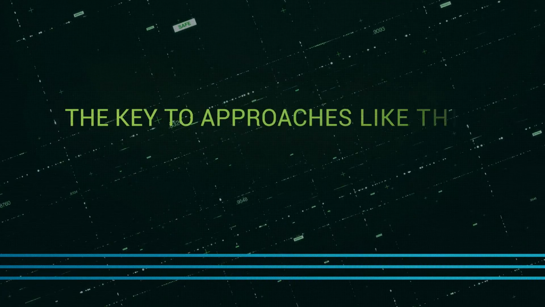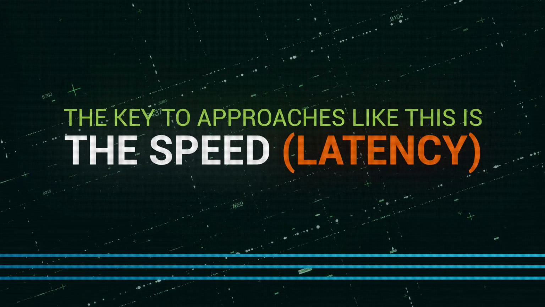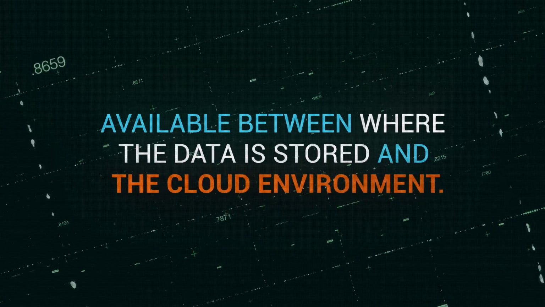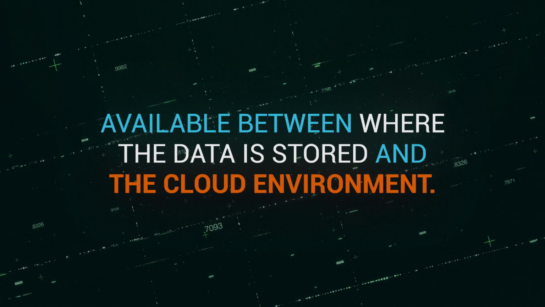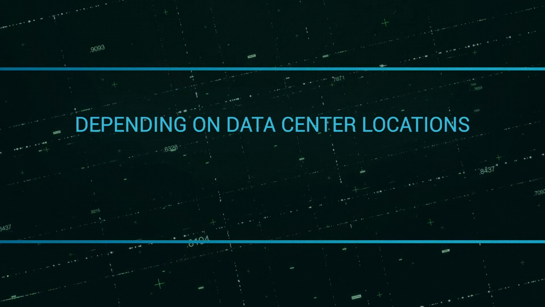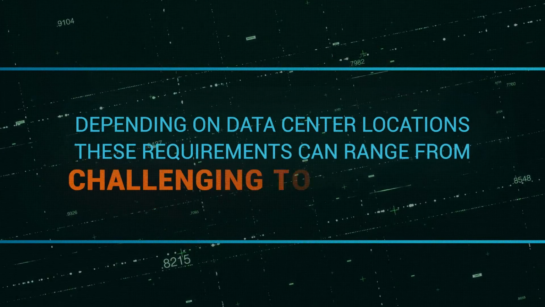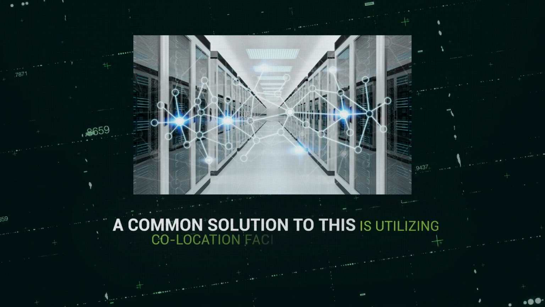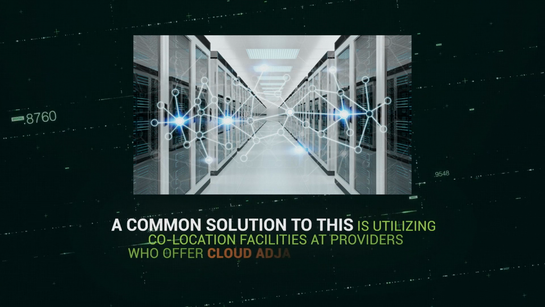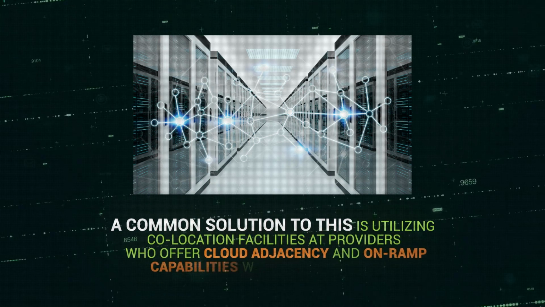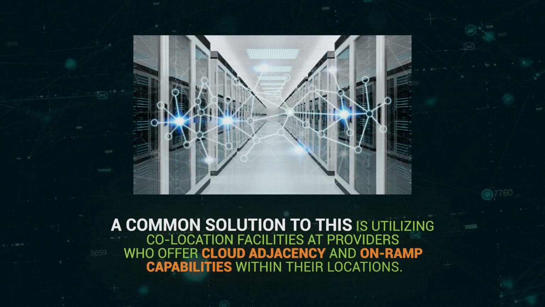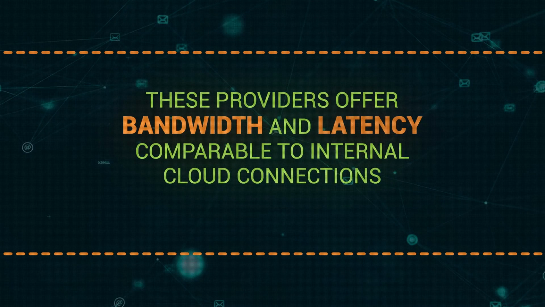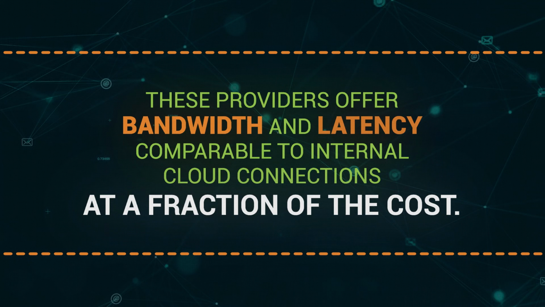The key to approaches like this is the speed, latency, and access throughput, bandwidth, available between where the data is stored and the cloud environment. Depending on data center locations, these requirements can range from challenging to impossible. A common solution to this is utilizing co-location facilities at providers who offer cloud adjacency and on-ramp capabilities within their locations. These providers offer bandwidth and latency comparable to internal cloud connections at a fraction of the cost.